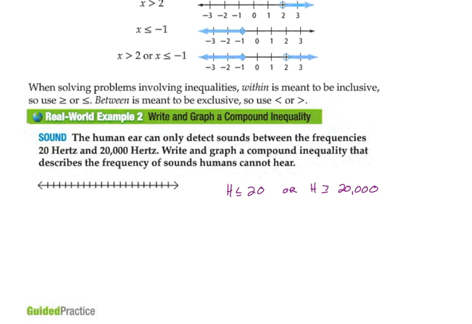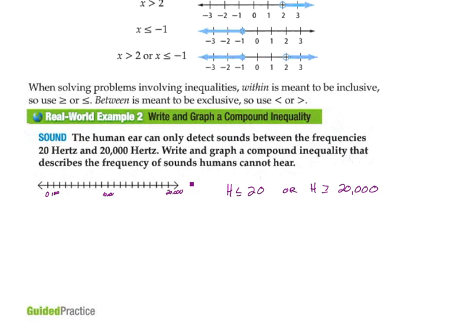Okay, now the fun part of how to graph this. It looks like we're probably going to have to go by 1,000 on each one of these. So there's 1,000, 2, 3, 4, 5, 6, 7, 8, 9, 10,000, and then 10,000 and 11, 12, 13, 14, 15, 16, 17, 18, 19, and here's our 20,000.